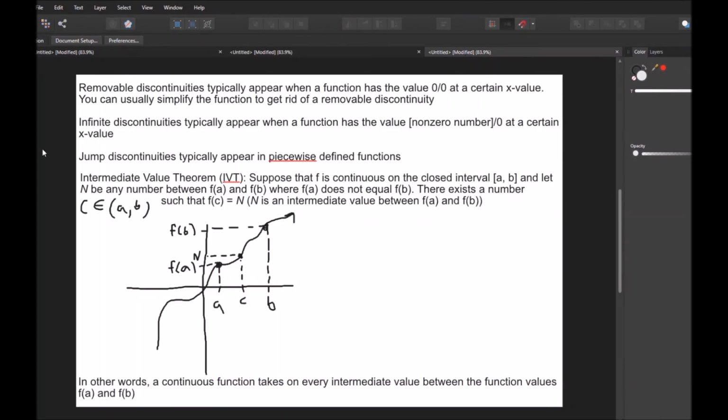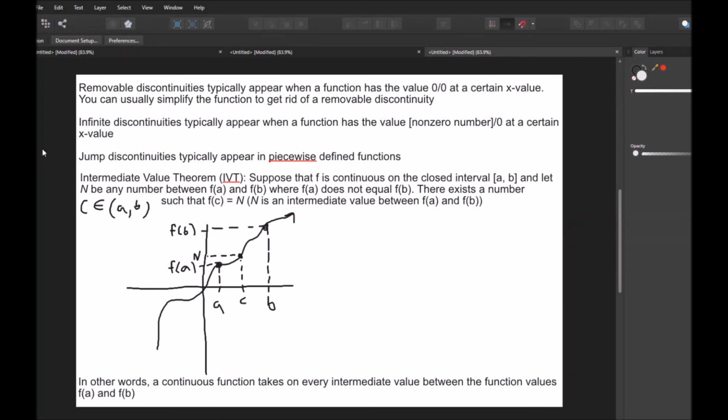So when do these types of things happen? Removable discontinuities typically appear when a function has a value 0 over 0 at a certain x value. And you can usually simplify the function to get rid of the removable discontinuity. Infinite discontinuities typically appear when a function has a value of a non-zero number over 0 at a certain x value. And jump discontinuities typically appear in piecewise defined functions.